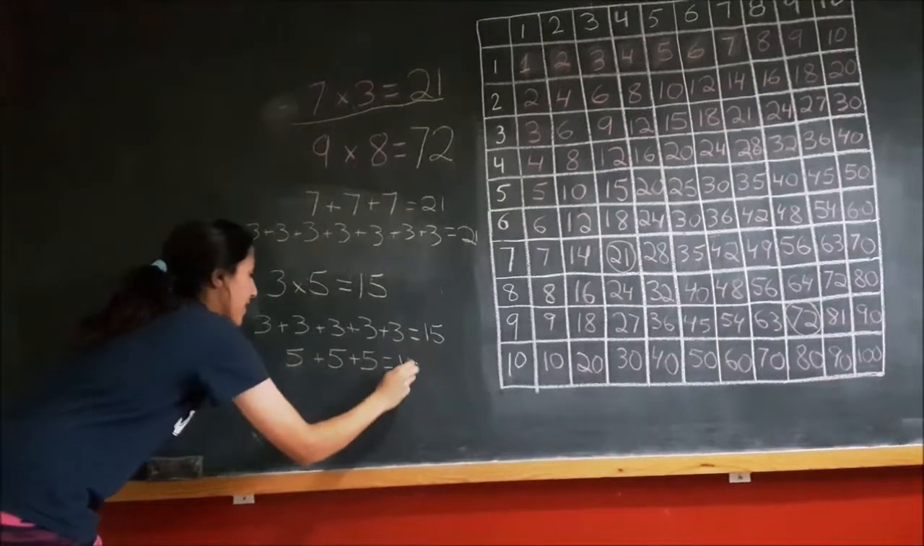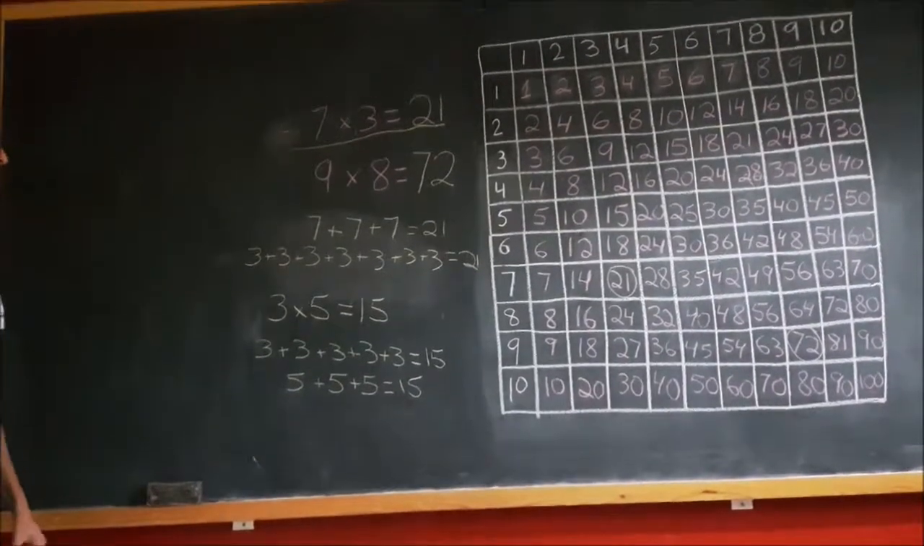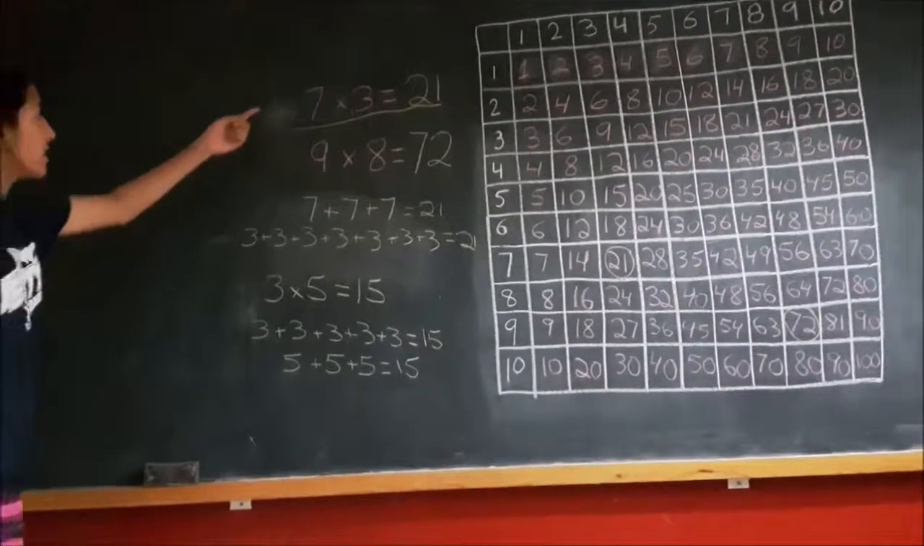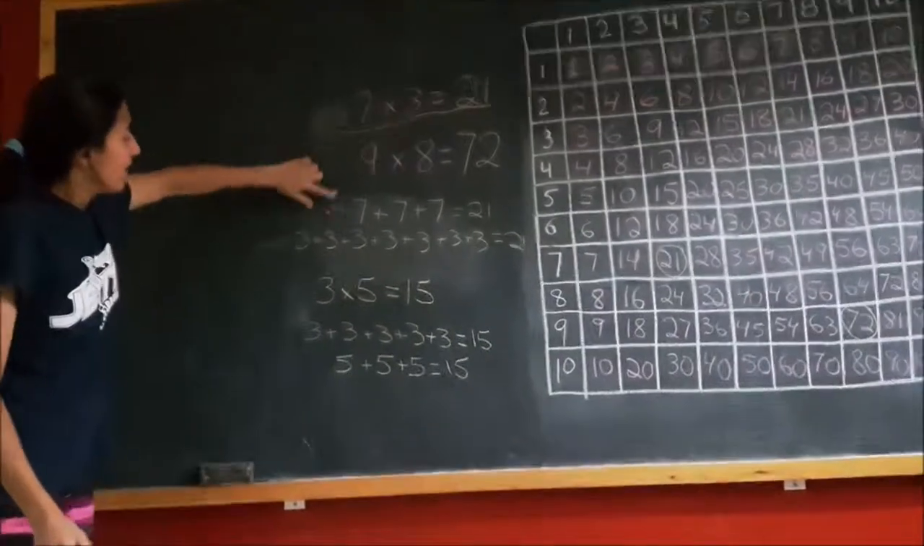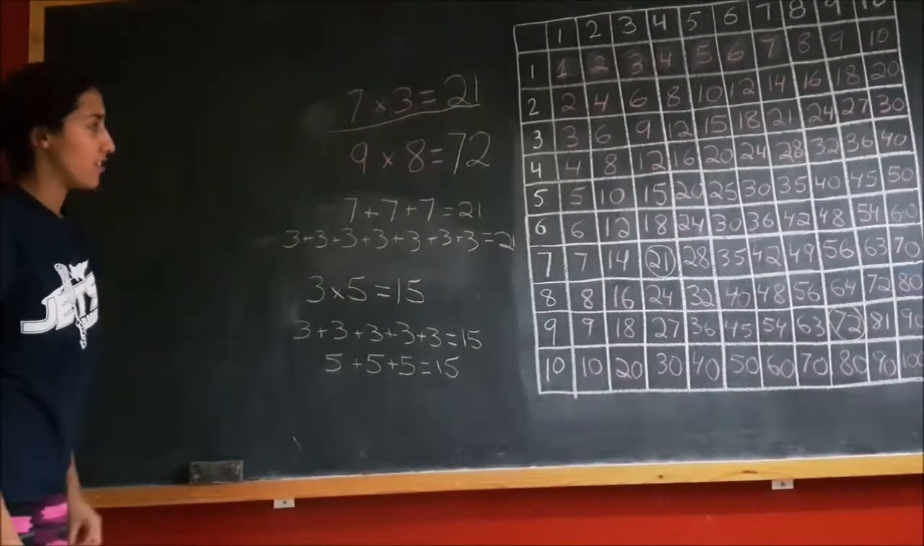So there you have it. There are two different ways to solve single-digit multiplication. One is by just adding right here, or multiplying and using the multiplication chart.